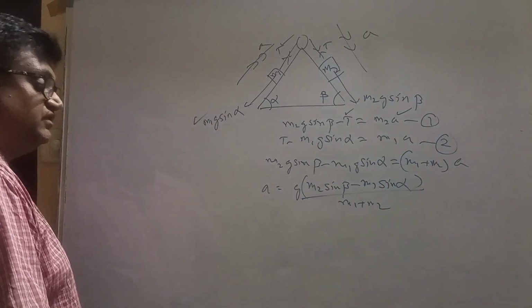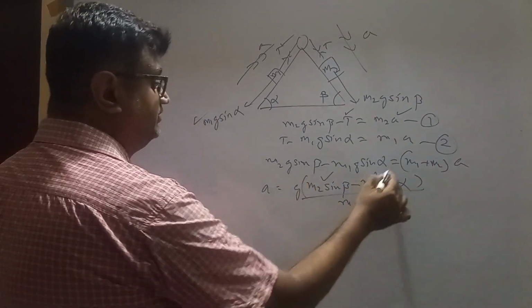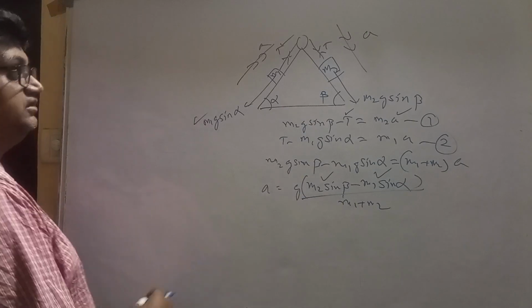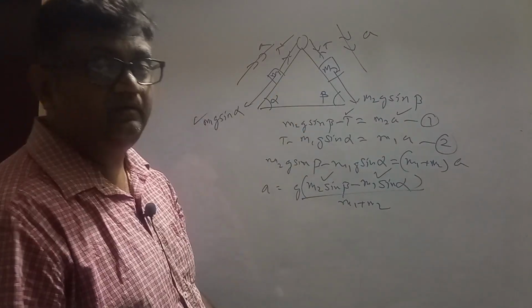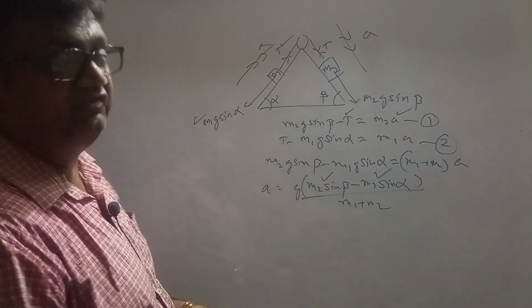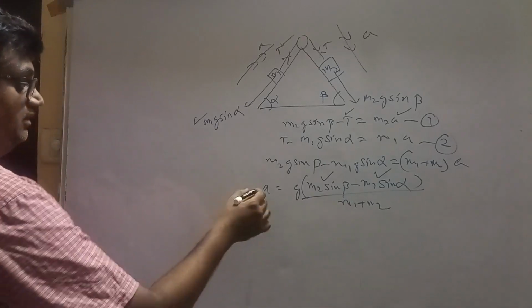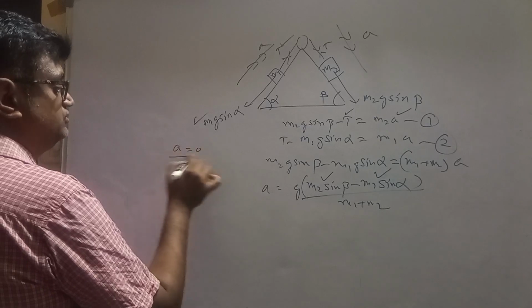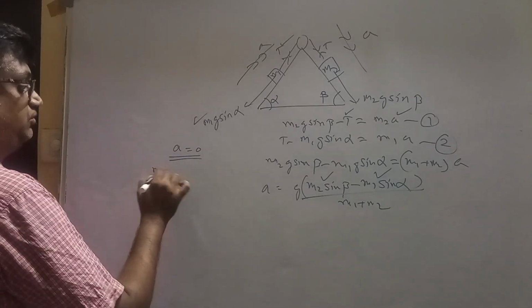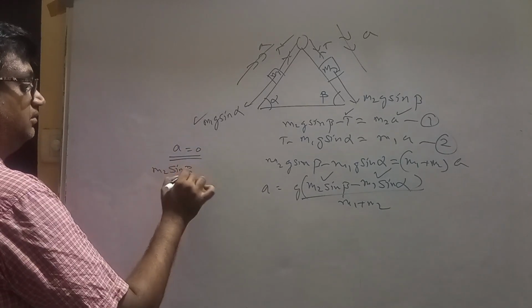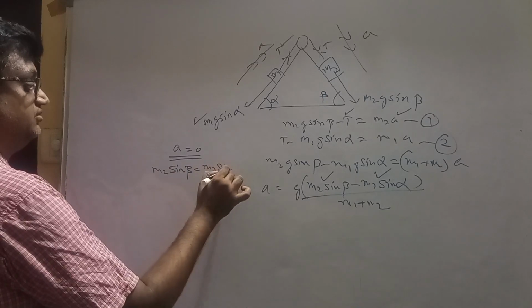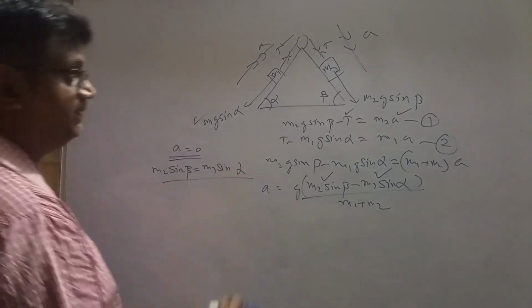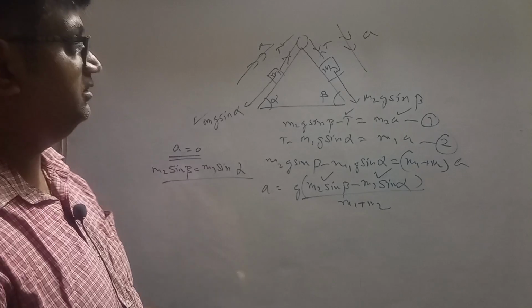Here we can make one observation: if this component becomes equal to this component, there won't be any movement in this pulley system. So there will be no movement when acceleration is equal to 0. That means m2 sin beta must be equal to m1 sin alpha. In that situation, there won't be any movement in the pulley.